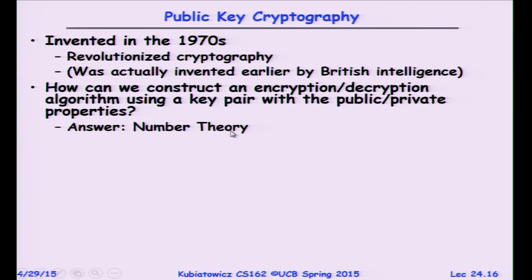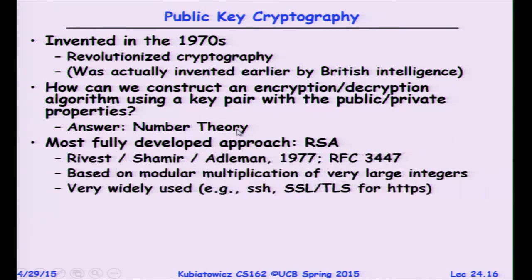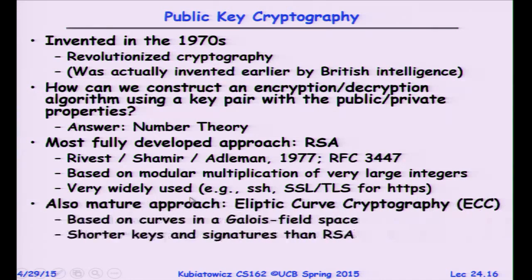And how does this work? Typically number theory is involved. So, for instance, the most fully developed approach is the RSA approach, standing for three people, Rivest, Shamir, and Adleman, who constructed it. And it's used very widely. So every time you go to a website that uses HTTPS, you're probably using RSA. Okay, and there's also another public key system which is becoming more and more popular called elliptic curve cryptography. The nice thing about this is the keys and the signatures are shorter for the same level of strength.